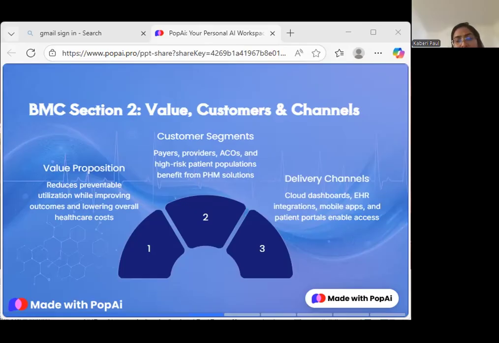In terms of channels, these platforms are usually delivered through cloud, dashboards, patient portals, mobile apps, and integrated EHR systems. These channels allow data to reach the right people, whether that is a care manager, a physician, or the patient directly.